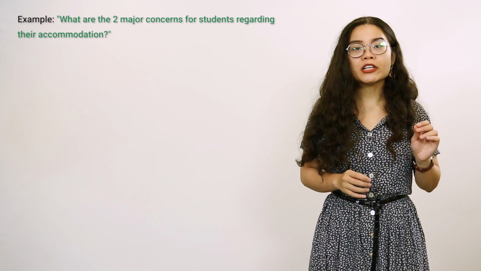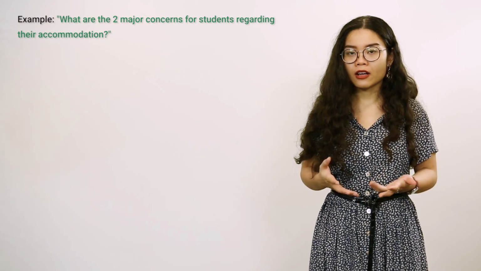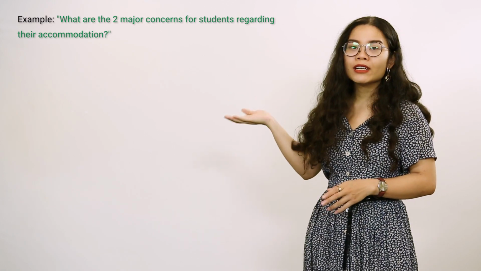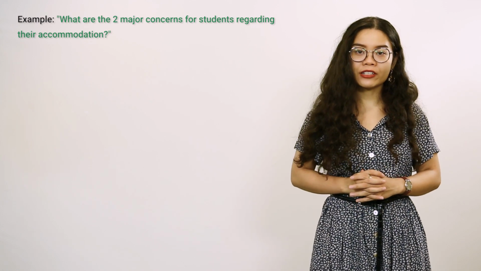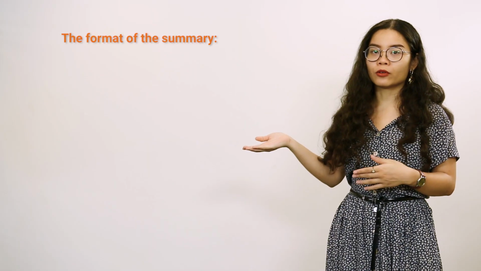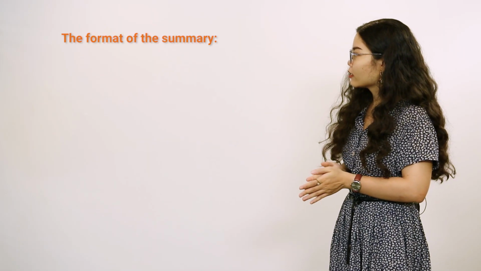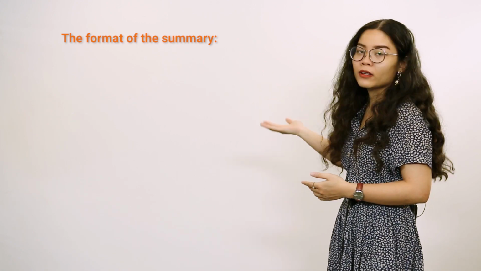What are the two major concerns for students regarding their accommodation? You have to read the question carefully. They ask for 1, 2, or 3 short answers that you need to fill in. Now you can see an example that I put here on the board. For the short answer question type, the format will normally happen like this.